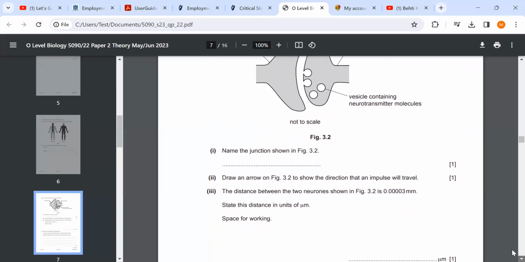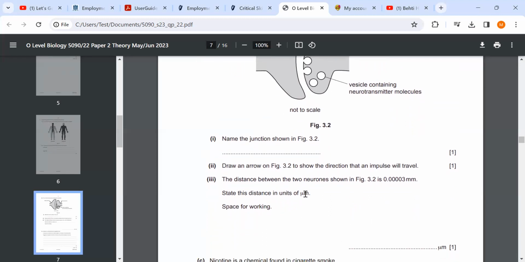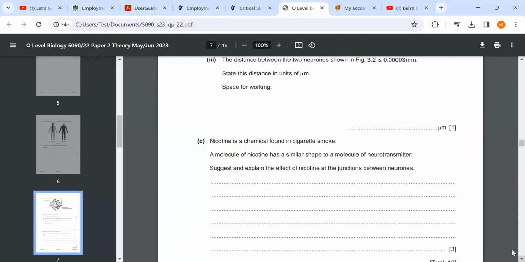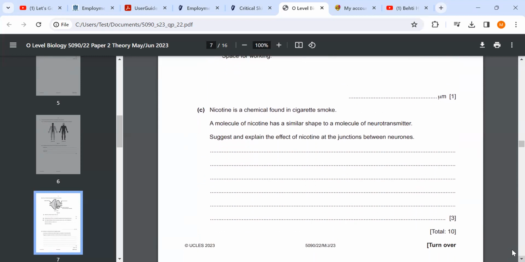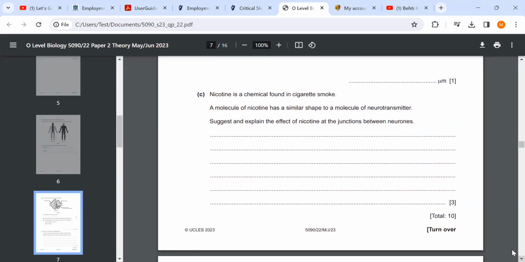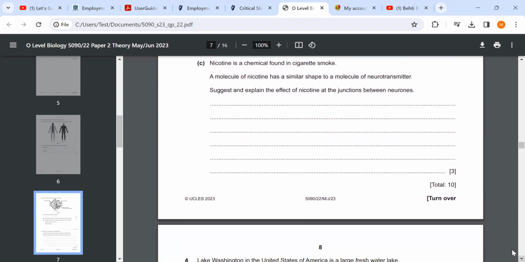Now, number three is a physics calculation. Micrometer means 10 power minus 6. So we'll just eliminate all the other zeros which are written here and write 0.3. I will tend to skip the mathematical portion of this paper because it is time-consuming, and I want you to be able to revise the essential concepts within a span of very few minutes.